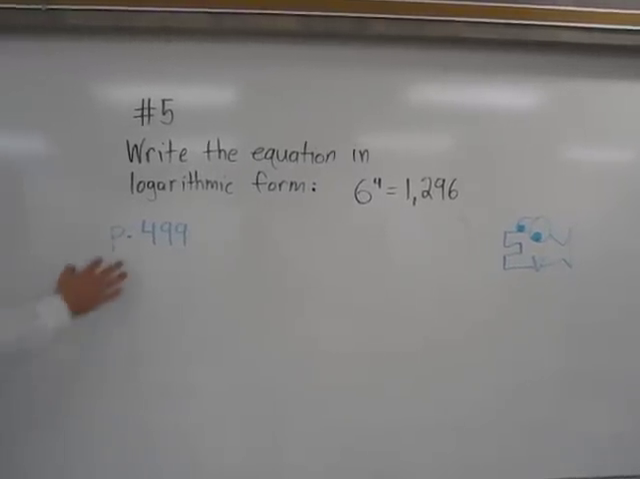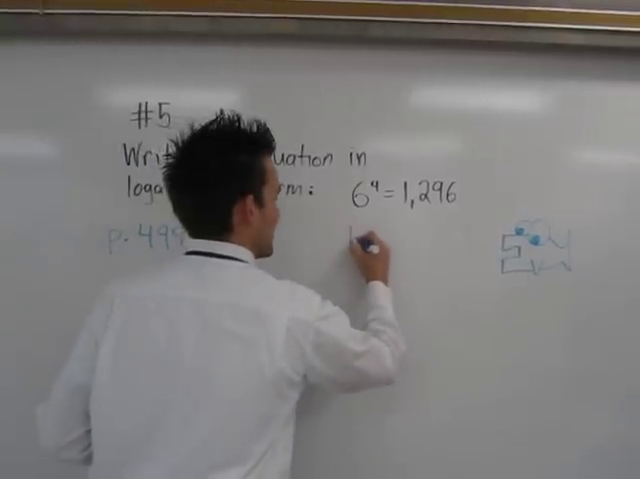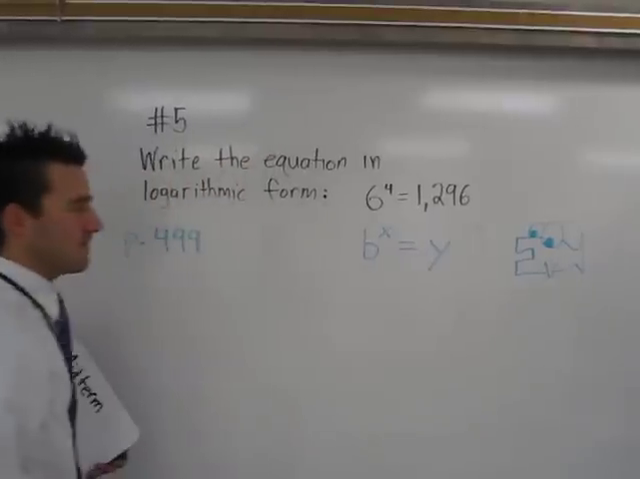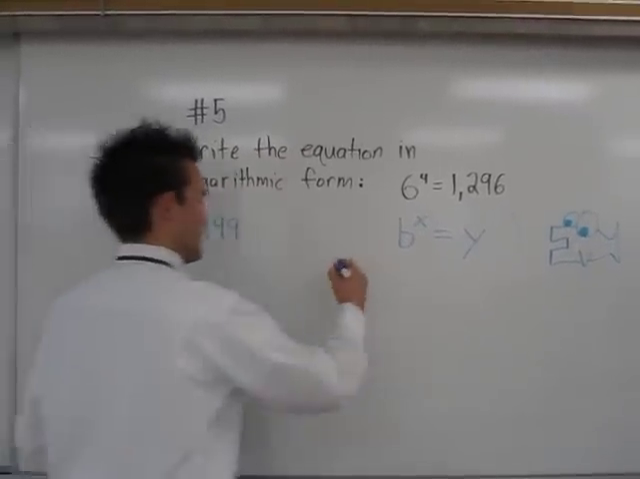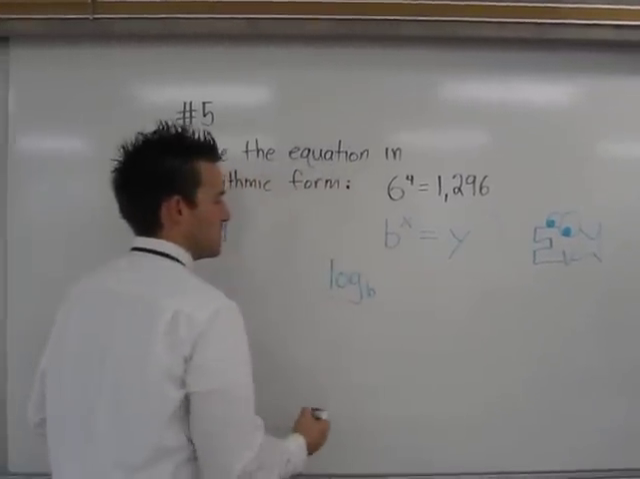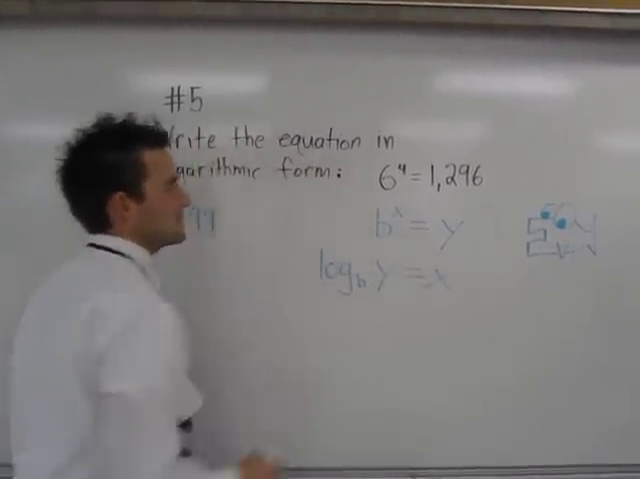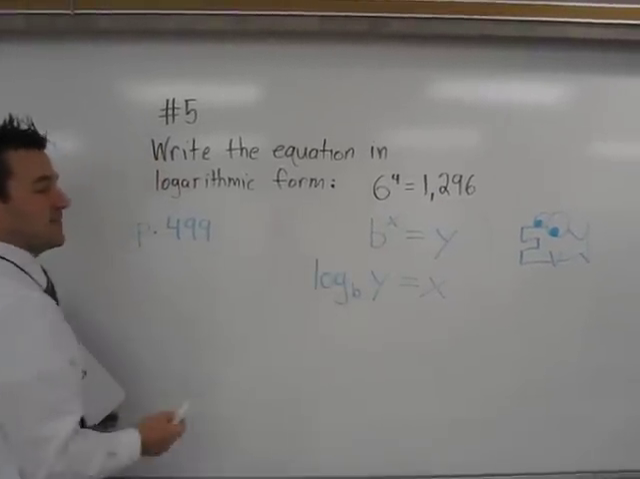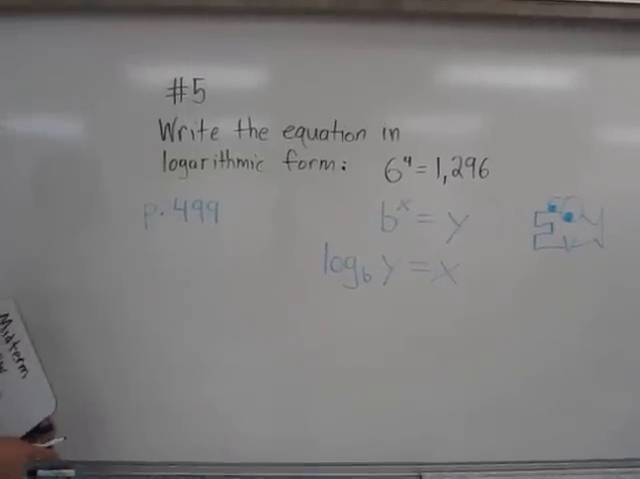So if you look on 499, it says exponential form is written as b to the x equals y. Our goal is to write it in logarithmic form, which is log base b of y equals x. So you want to match pieces of this with the exponential form and convert it into logarithmic form.